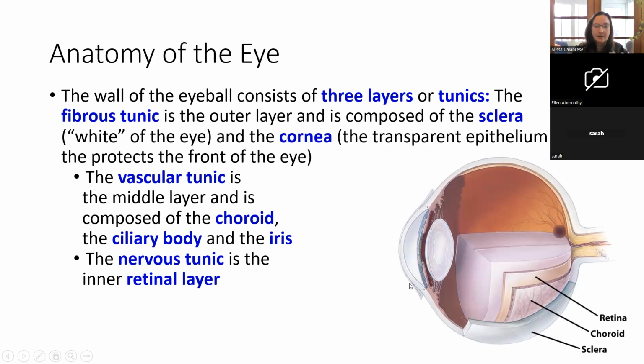The middle layer is called the vascular tunic. That's composed primarily of choroid. You see the choroid layer there. And then this ciliary body here, as well as the iris, which is the colored pigmented part of the eye. All of that is part of the vascular tunic. And then the innermost tunic is called the nervous tunic, and that's the retina. So the retina, which is actually where the neurons are that perceive vision.